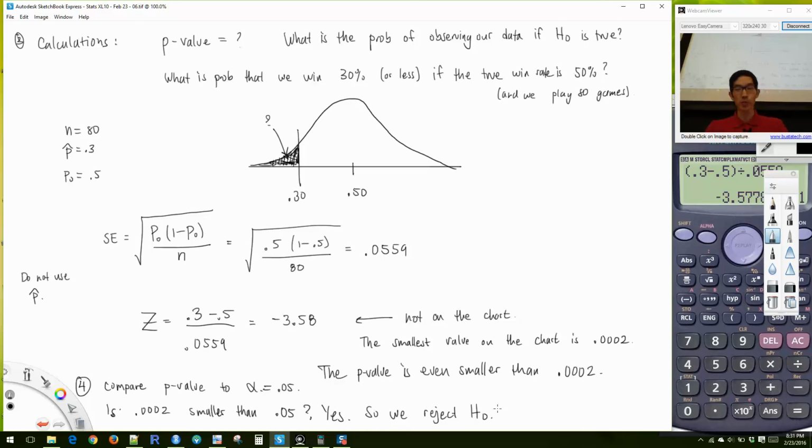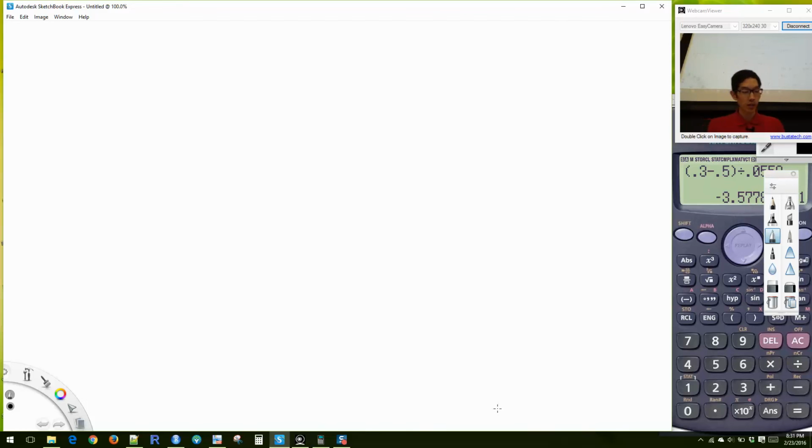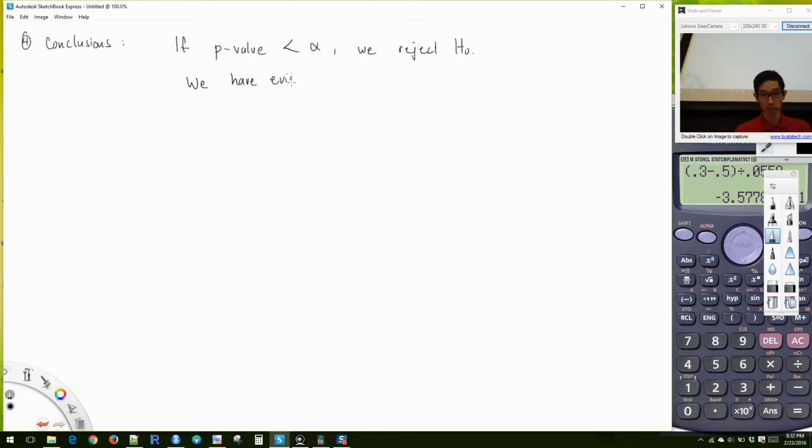I'm going to flip to the next page. And what we're going to say is, for part 4, our conclusions: and this is always the case, if the p-value is less than alpha, we reject the null hypothesis, okay? And we would say, we have evidence that whatever the alternative hypothesis, whatever HA says, is true.